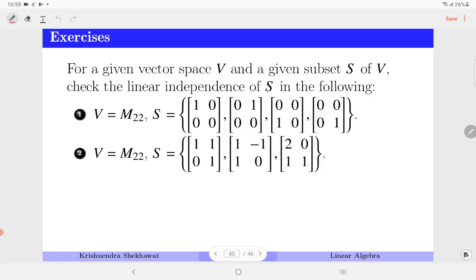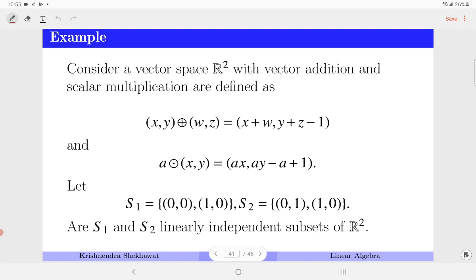This exercise, please do try by yourself, and let's try a more interesting exercise. It says consider the vector space where the vector addition and scalar multiplication are not usual. You need to tell me whether sets S1 and S2 are LI or LD. Note it down, try by yourself, and then verify the answer. It's a very, very important, interesting exercise. Please do try by yourself first.